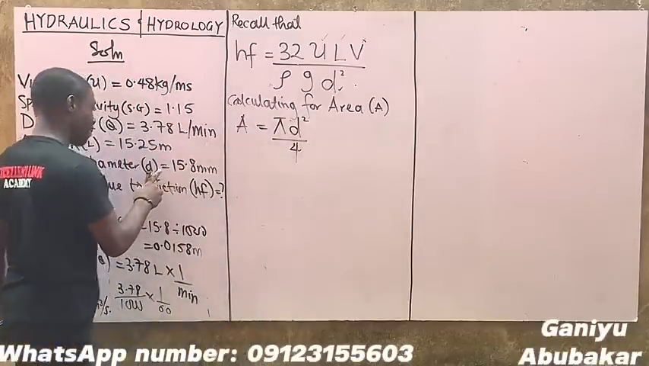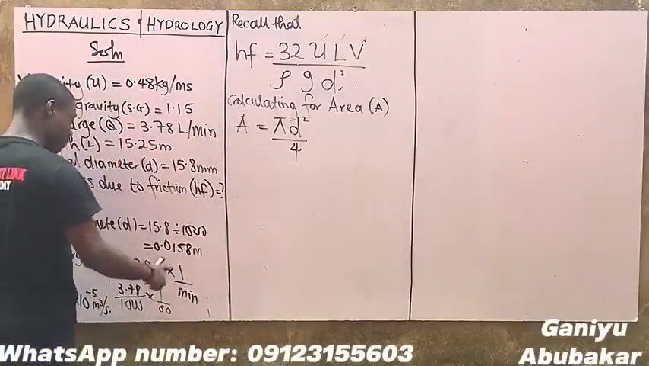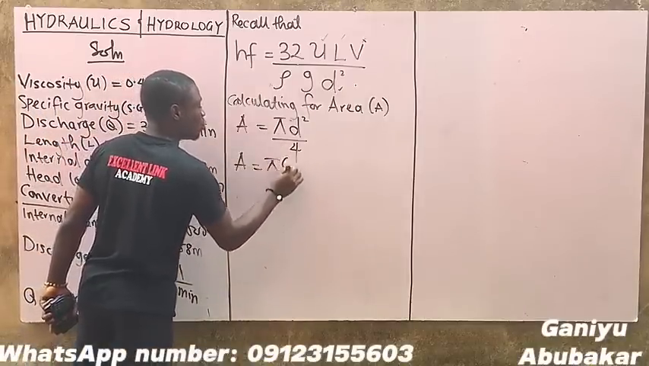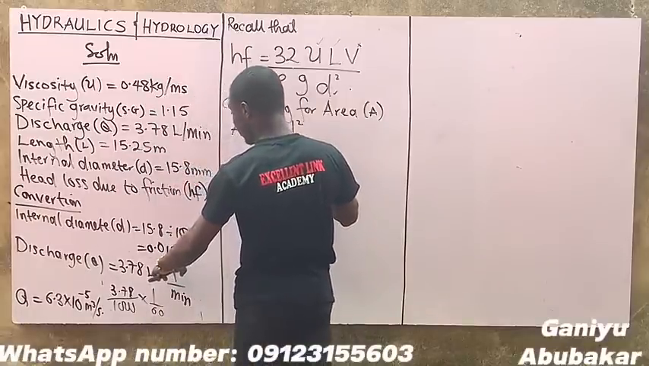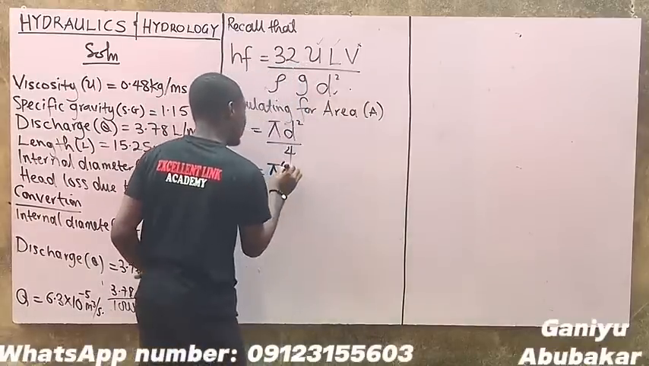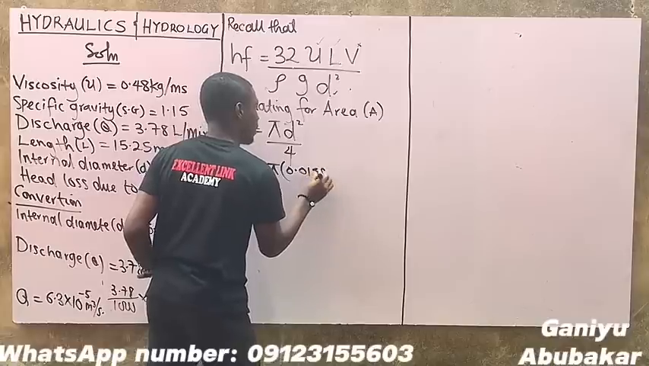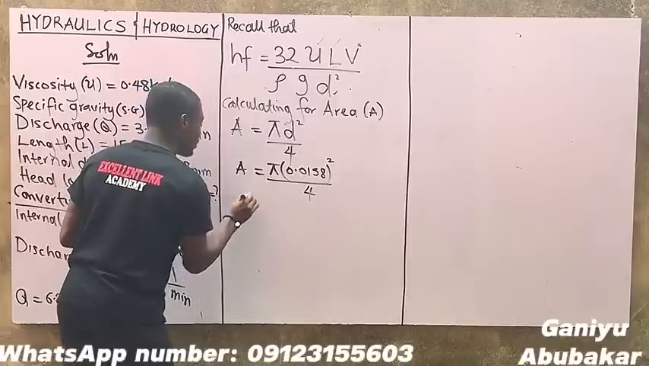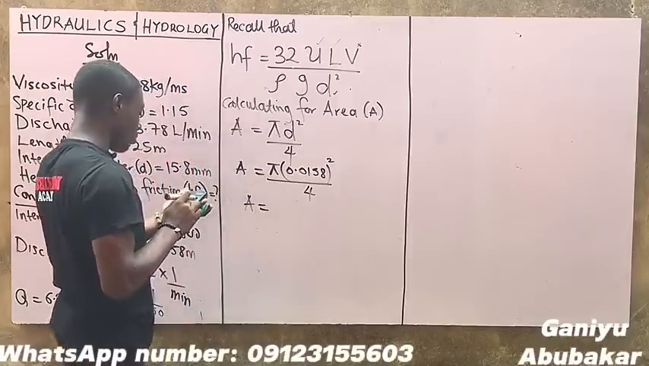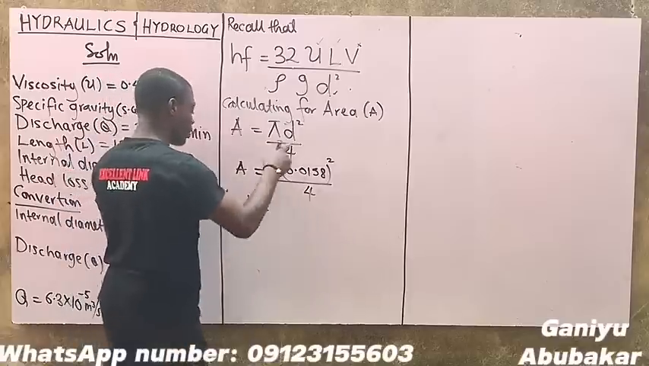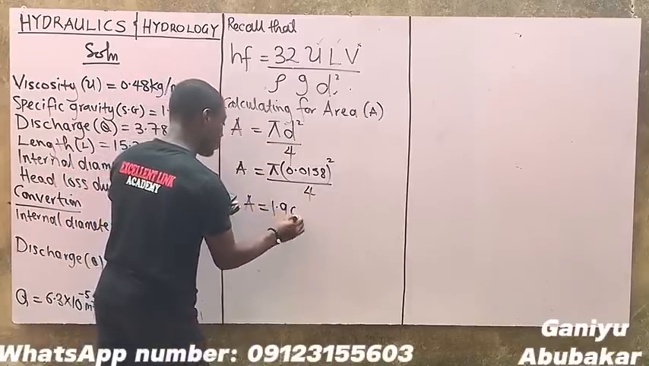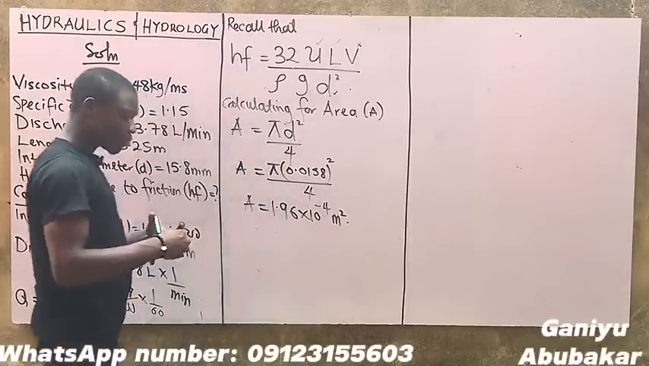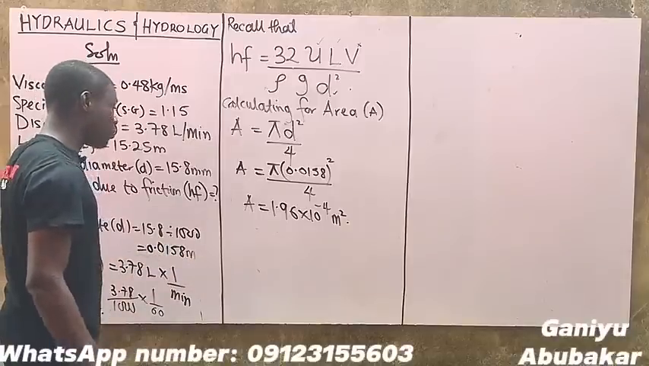Since I'm given diameter, it means that I can get area. So my converted value is this one now. To get area, it is equal to pi times diameter, this converted value, please. Don't use this one, use the converted value. That's 0.0158, then all squared, all over 4. Multiplying this, my area is 1.96 times 10 to the power minus 4 in meter squared. This is my area.